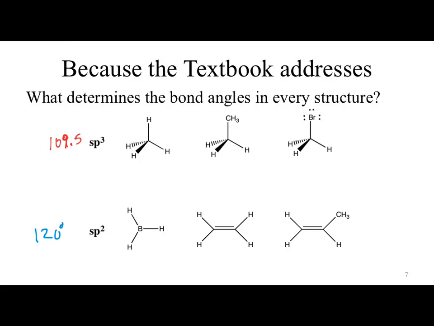We look at the 3 bonds that boron has here. They're going to do the exact same thing that our tetrahedral hydrogen bonds do. They're going to try and occupy as much space as they can. So they're going to get as far away from each other as possible, which means we end up with our trigonal planar, or our 120-degree bond angle.